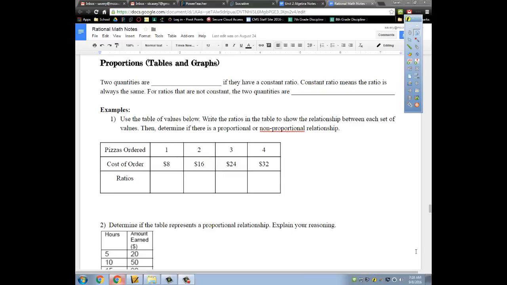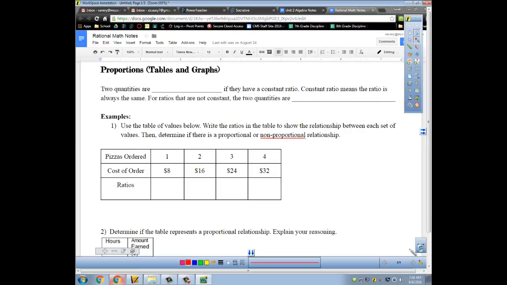Today we are talking about how to figure out if something is proportional. We're going to be looking at tables and graphs, starting off with tables. So first of all, we need to know what it means for something to be proportional.